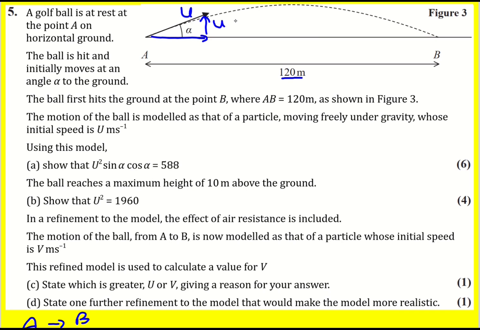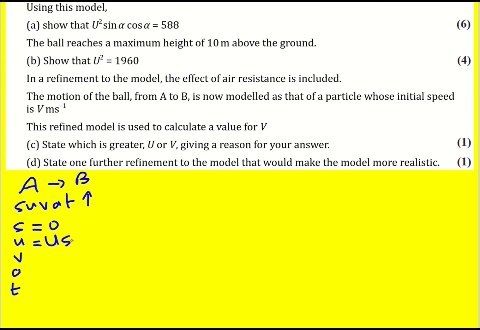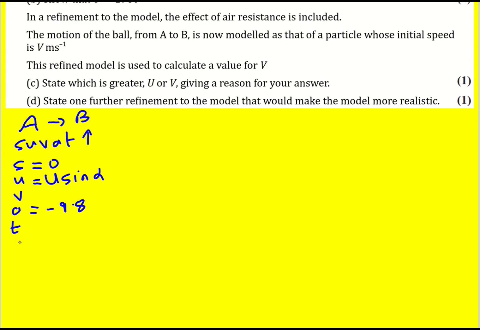Okay, so here I'll have u sine alpha vertically and u cos alpha horizontally. So this one is u sine alpha, and a is going to be minus 9.8. And we can create an equation, s equals ut plus a half at squared. So 0 is going to equal u sine alpha t.